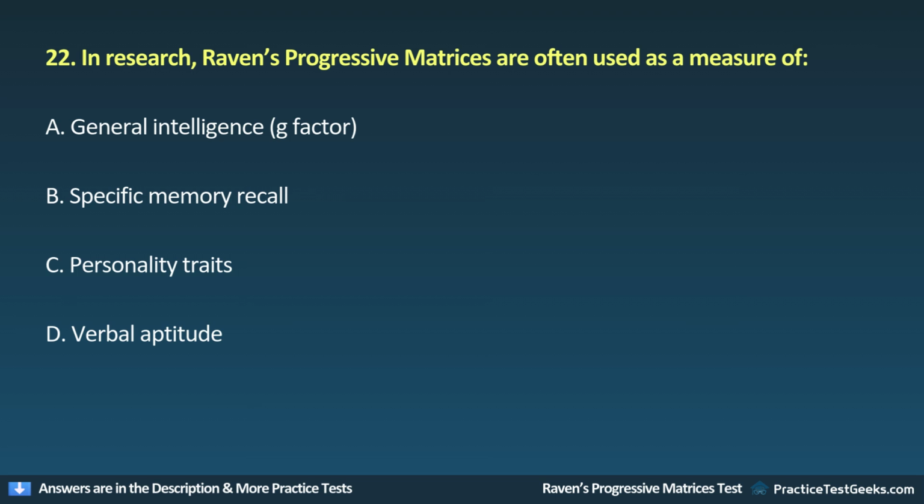22. In research, Raven's Progressive Matrices are often used as a measure of: A. General intelligence, G factor. B. Specific memory recall. C. Personality traits. D. Verbal aptitude.